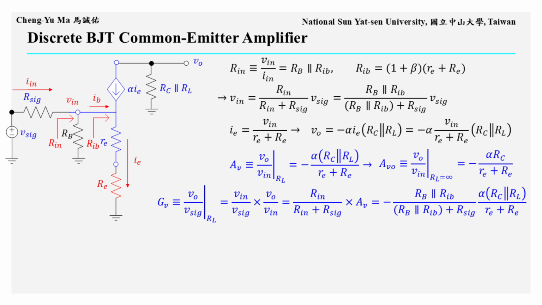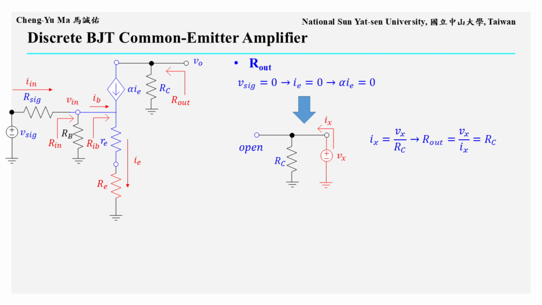When RL is infinite, the open circuit voltage gain is Avo equals negative alpha times Rc over re plus Re. The overall gain is Gv equals Vπ over Vsig times Vo over Vπ, so Gv equals Rin over Rin plus Rsig multiplied by Av. In terms of Rb and Rib, this becomes negative Rb in parallel with Rib, divided by the quantity Rb in parallel with Rib plus Rsig, multiplied by alpha times Rc in parallel with RL over re plus Re.